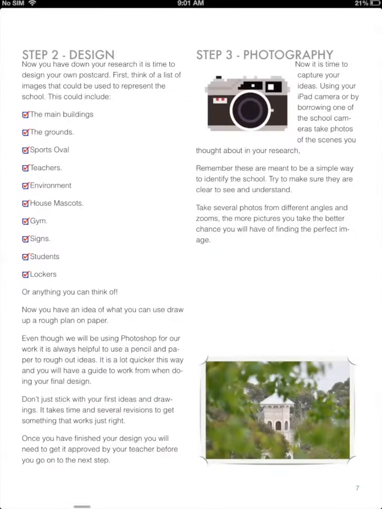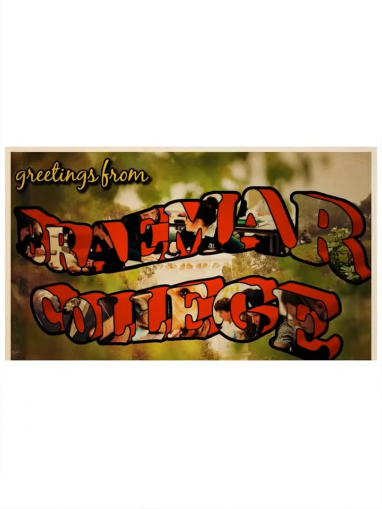And what you're going to be making is a Braemar version, like my example there. What I've got is "Greetings from" or "Welcome to Braemar College," and I have an image in the background, and then in the letters are all the images that represent Braemar College for me, and Winston. So that's what you'll be doing.